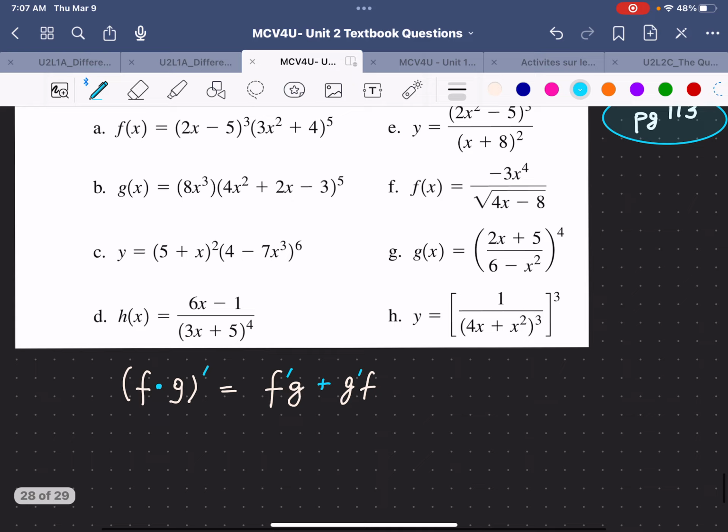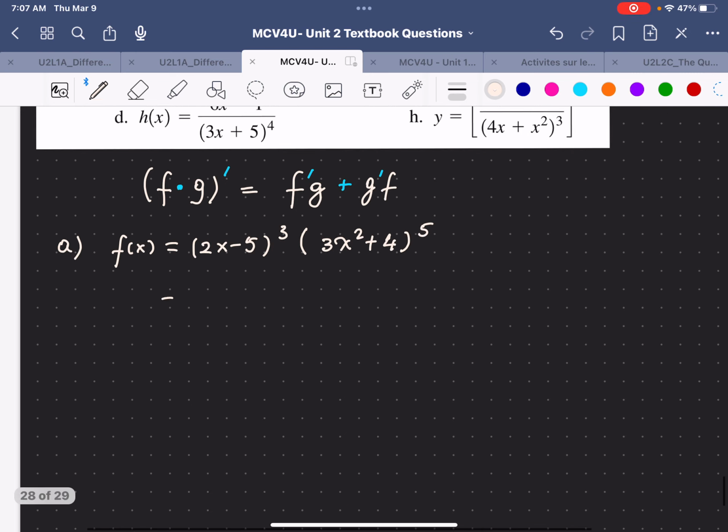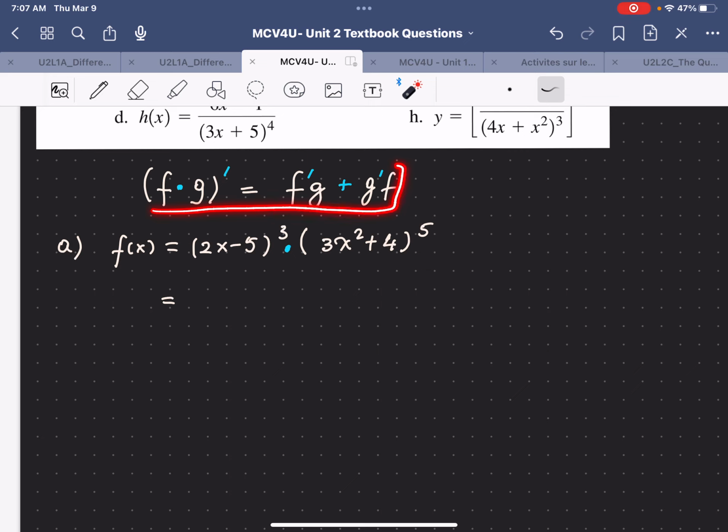So we'll start with example A, and first write down the question. So we have the function f of x equals (2x minus 5) to the power of 3 times (3x squared plus 4) to the power of 5. So again, we have the product of two functions, which means that we have to use the above mentioned rule here. So we'll start off by differentiating (2x minus 5) to the power of 3.